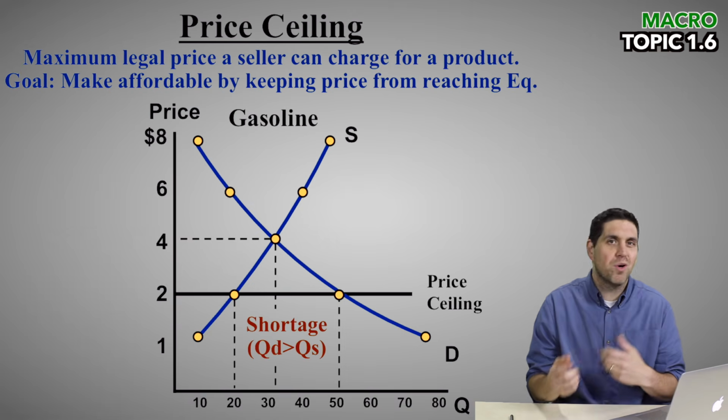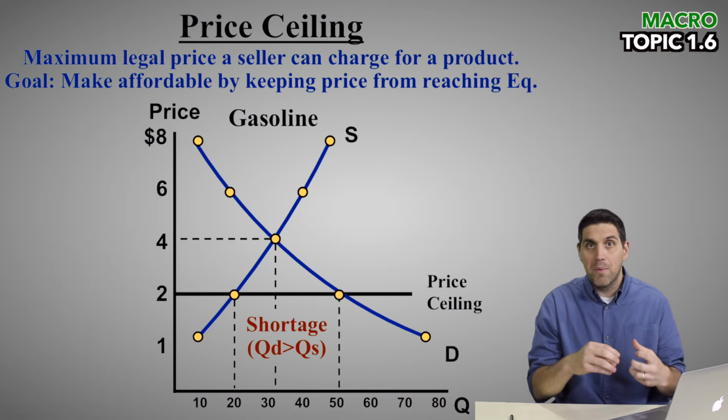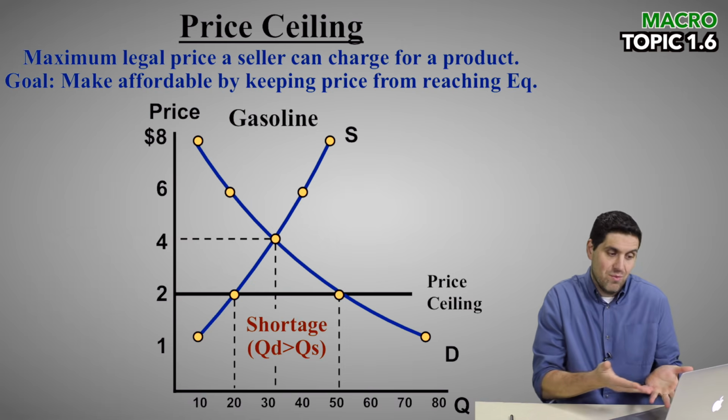At a super low price, producers don't want to produce that product. People want to buy it. And then again, the result is a shortage.